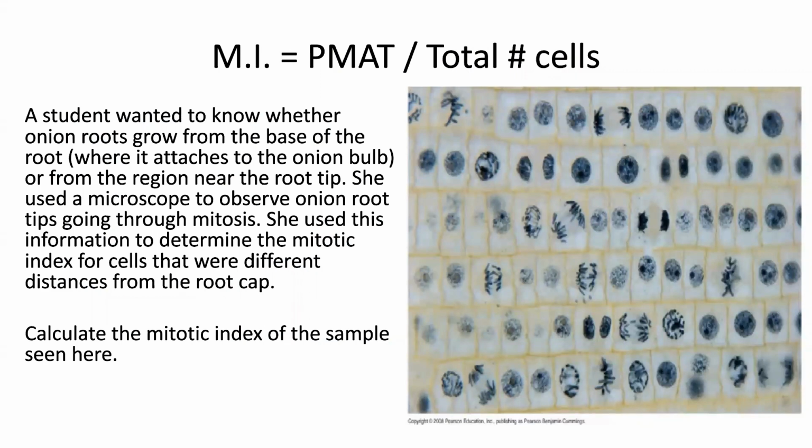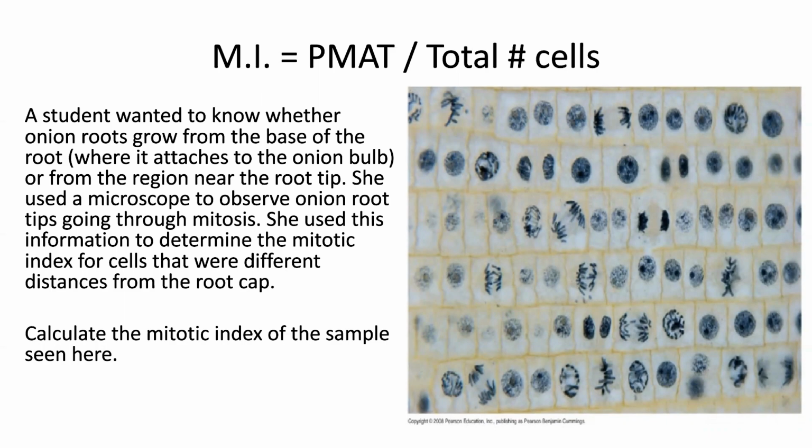Here's an example. A student wants to know whether or not the onion roots are growing from the base closer to the bulb or from the tip of the root. So she takes a cross section of the root in both places, looks at it in the microscope, and calculates the mitotic index of both places. So you just calculated the mitotic index of the sample. This is the same image, it just got rotated.